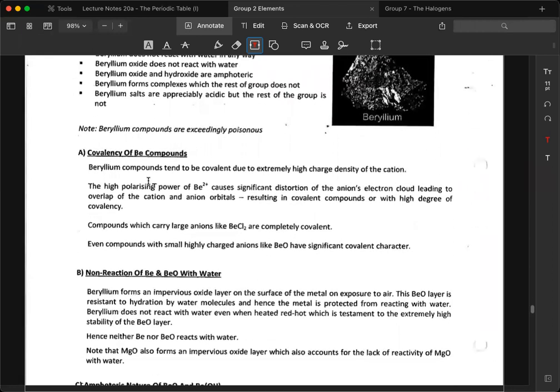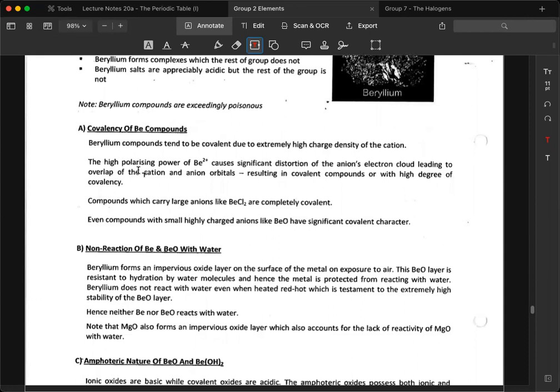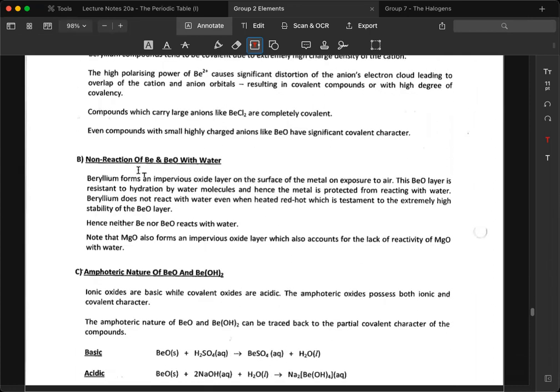Beryllium compounds tend to be covalent because of the high charge density. The high polarizing power causes significant distortion of the anion's electron cloud, leading to an overlapping of the cation and anion orbitals. So it forms a covalent compound, having a high degree of covalency. So compounds which carry large ions like beryllium chloride are actually covalent. Even compounds with small, highly charged anions like beryllium oxide are still covalent.